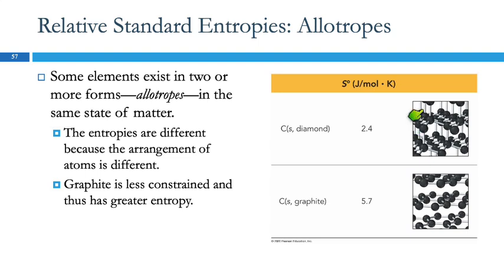So these atoms have fewer places to put the energy than these, because these can slide and move around a little bit. So graphite is less constrained. It has higher entropy.